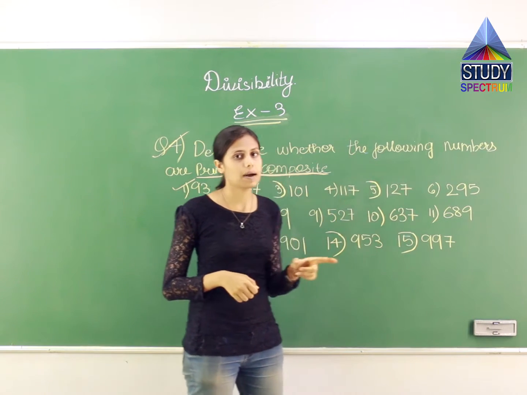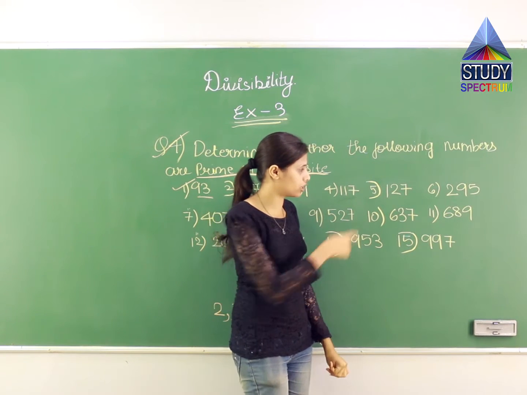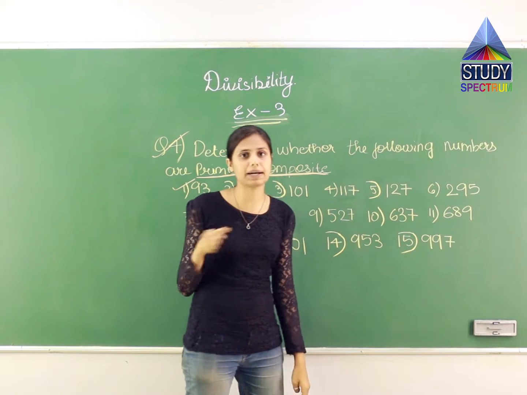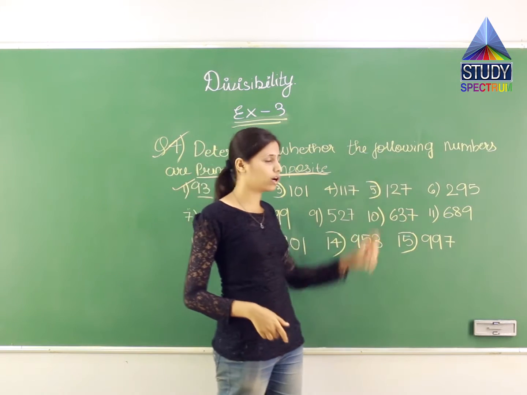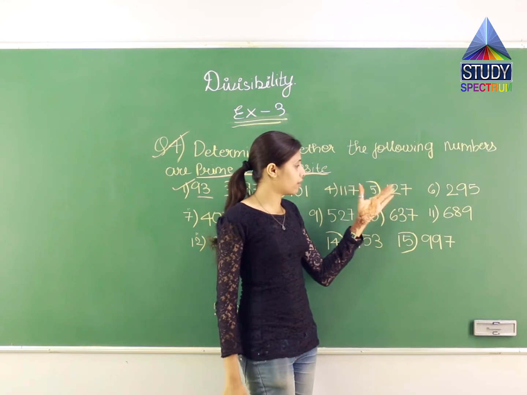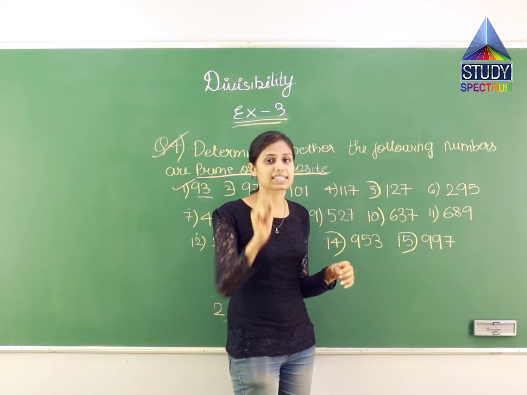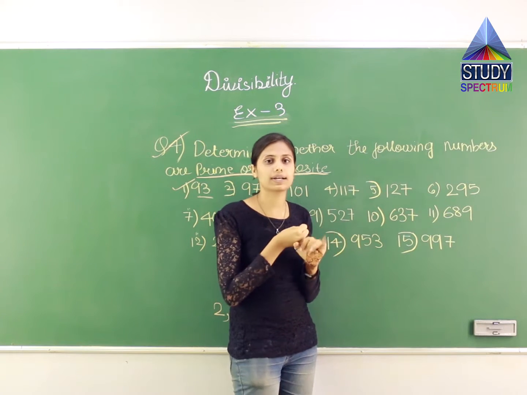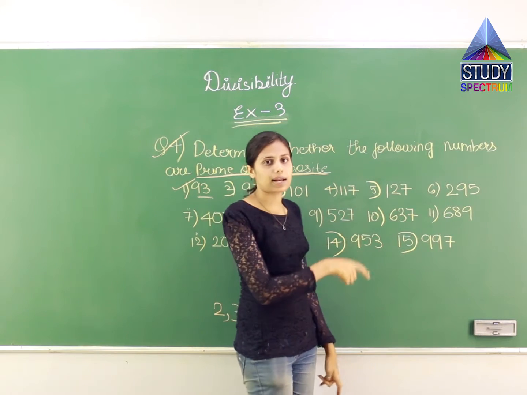I'll get the answer in decimals. This does not come in the table of 13. 13 also you can check by dividing it. Check with 13, check with 17, check with 19. You won't get 127. If you repeatedly go on doing this, you won't get 127 anywhere except the divisors 1 and 127 itself. So this is a prime number.